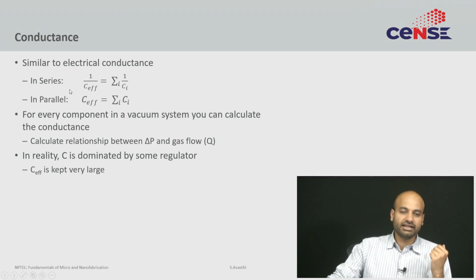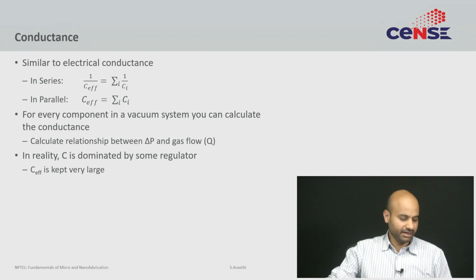And the effective conductance follows the same rules that you know from series and parallel combinations of electrical resistances. So, in series the conductances are inversely added, in parallel the conductances are simply added. Now, in a real system you do not necessarily build a system that is conductance limited. Let me explain by giving a practical example.